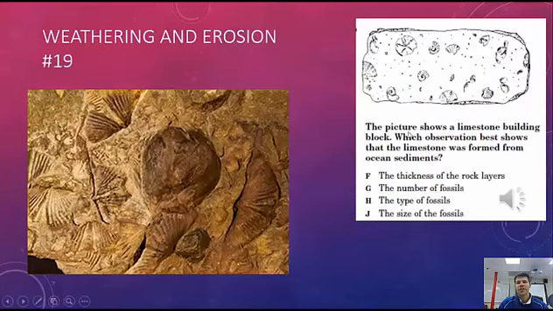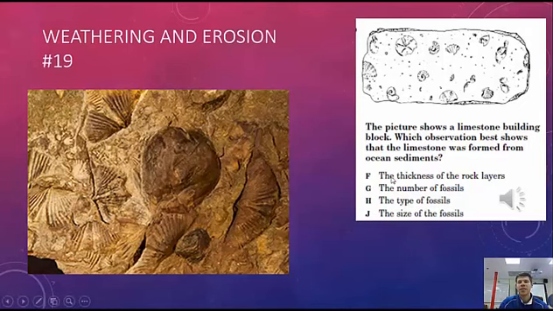Alright, the picture in the question shows a limestone building block. Which observation best shows that the limestone rock you see right here was formed from the ocean? If you look at this rock, we see little starfish, little brachiopods, lots of shelled fish, lots of ocean marine animals. You can see a more realistic picture instead of a drawing here of what a rock that's found in the bottom of the ocean will often look like.